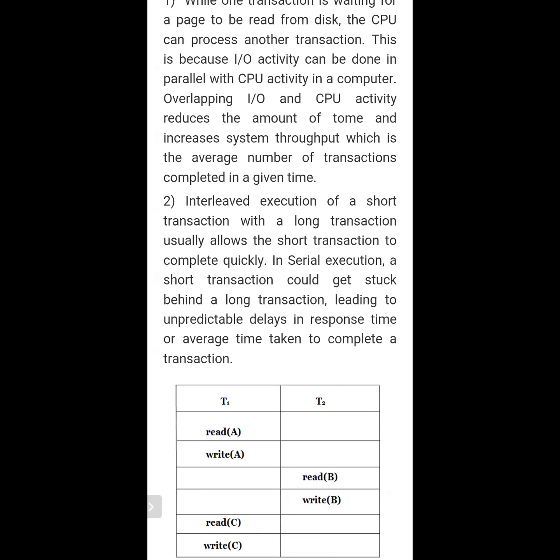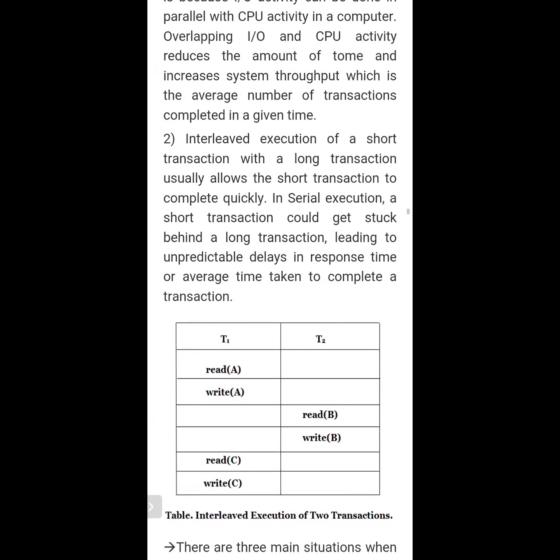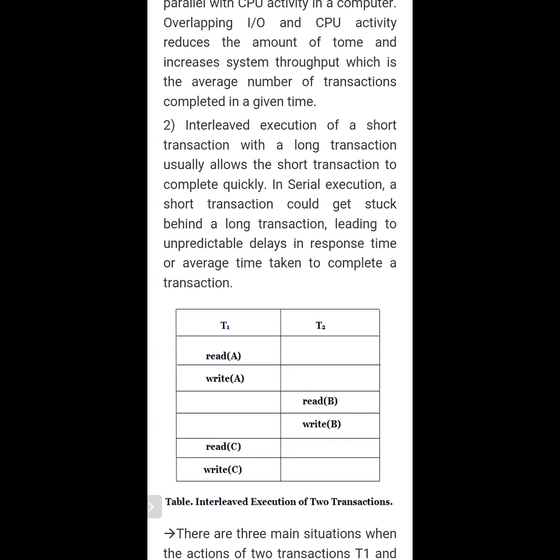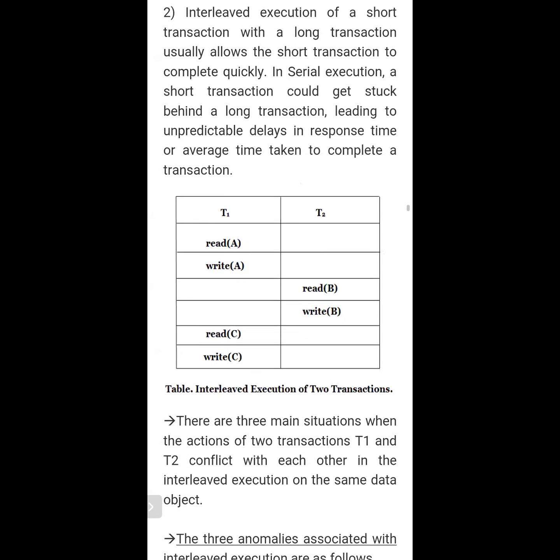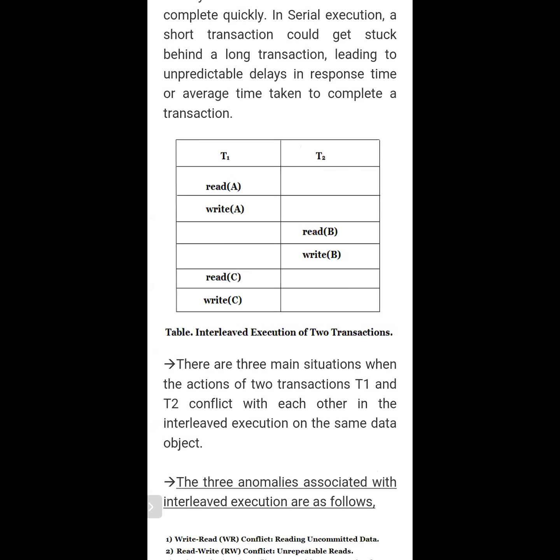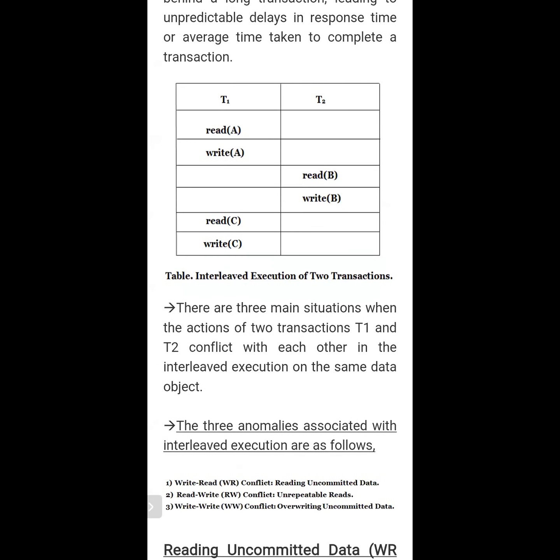Interleaved execution of short transactions with a long transaction usually allows short transactions to complete quickly. In serial execution, a short transaction could get stuck behind a long transaction, leading to unpredictable delays in response time or average time taken to complete a transaction. If you observe here, two transactions are there, T1 and T2: read of A and write of A, read of B and write of B, and read of C and write of C.